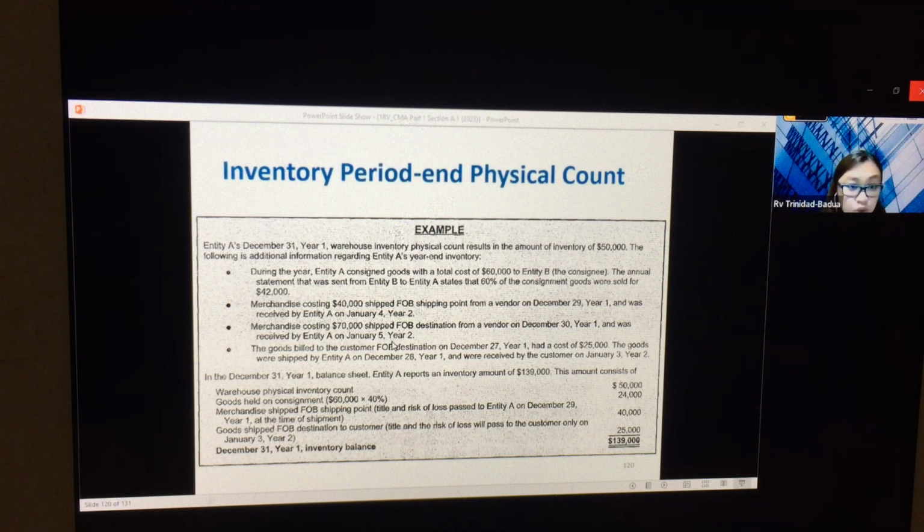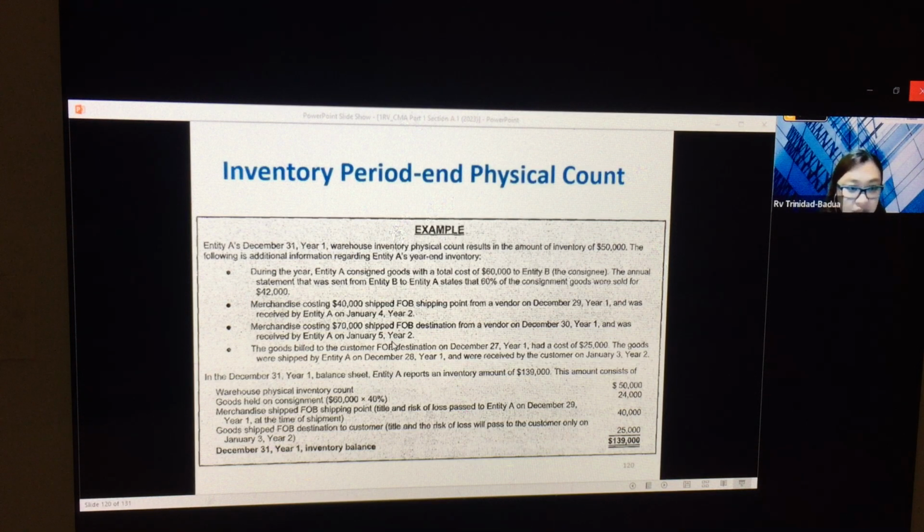Yung bullet number 2, FOB shipping point from the vendor on December 31, dapat mo siyang isama kahit kailan mo pa siya na-receive. Di ba? Kasi yung date of shipment mo 29. Sabi natin if it's shipping point, from the time na shinip niya, sa'yo na yun. So, the title and the risk passed to Entity A on December 31, which is why the 40,000 would have to be included in your inventory.